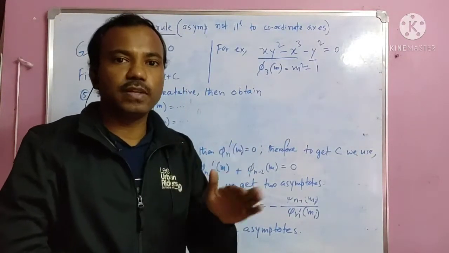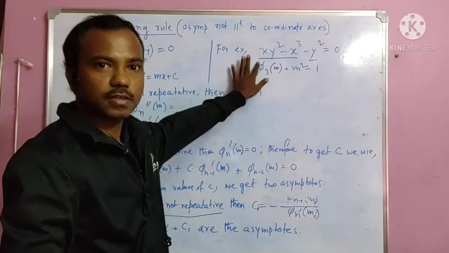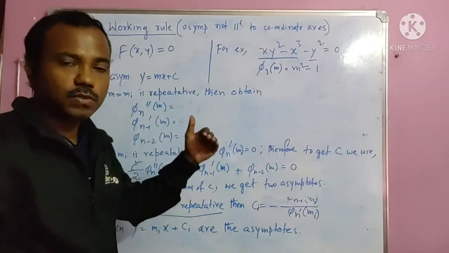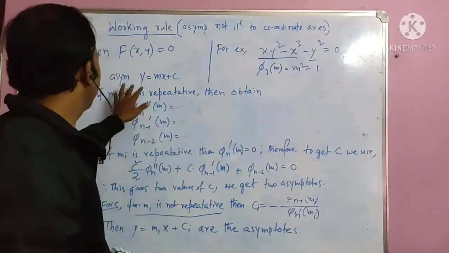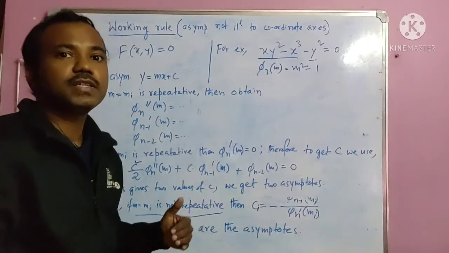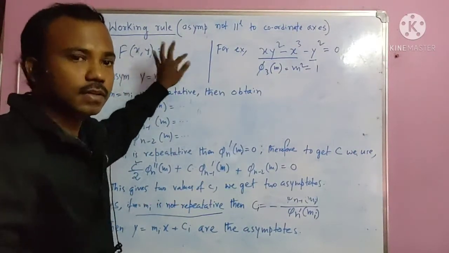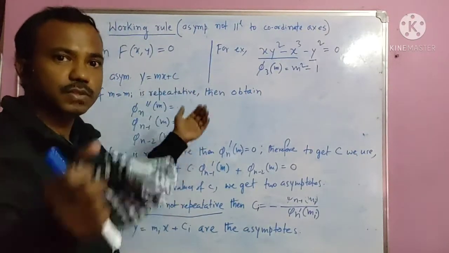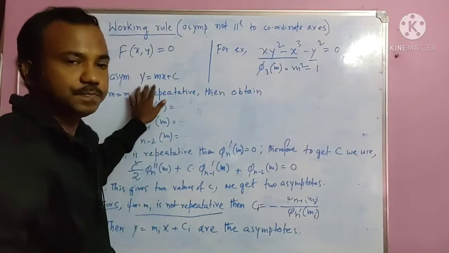First, you will be given a curve like this, f of xy equals to 0. So think of this. After that, you are going to find asymptotes which are not parallel to coordinate axis. So they will look like y equals to mx plus c. These working rules are giving you a trick to figure out m first, and then for each m find out c. When you are done with m and c, then put them and make the asymptotes which was desired. Okay.